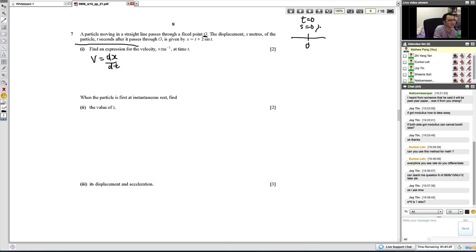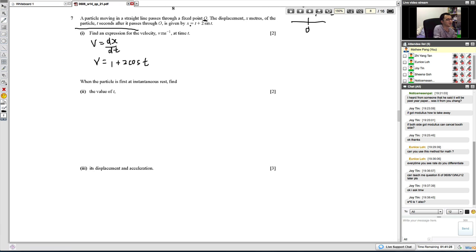Okay, so in this case x equals 0. So I will differentiate this one. The t will just give me 1, and sine will just give me cos, plus 2 cos t. Just like this. They give 2 marks for this. They ask you to find the expression, so just differentiate this one.